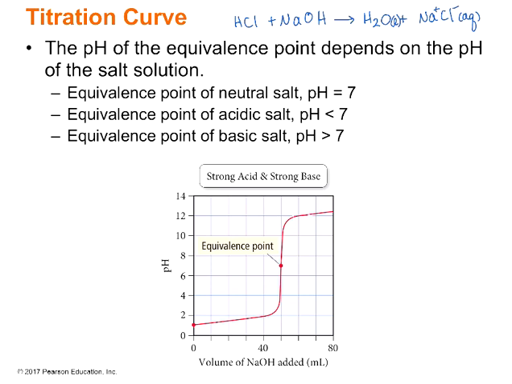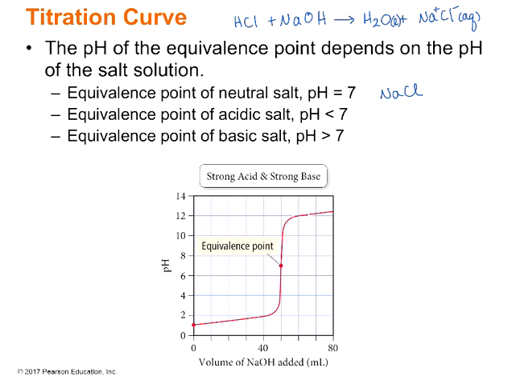Now the equivalence point of a neutral salt will give us a pH of 7. The equivalence point of an acidic salt will give us a pH less than 7. And then the equivalence point of a basic salt will give us a pH greater than 7. So NaCl is a neutral salt. And remember from chapter 16, we saw some examples of acidic salts and basic salts. So I encourage you to go back and review what makes an acidic salt and what makes a basic salt.